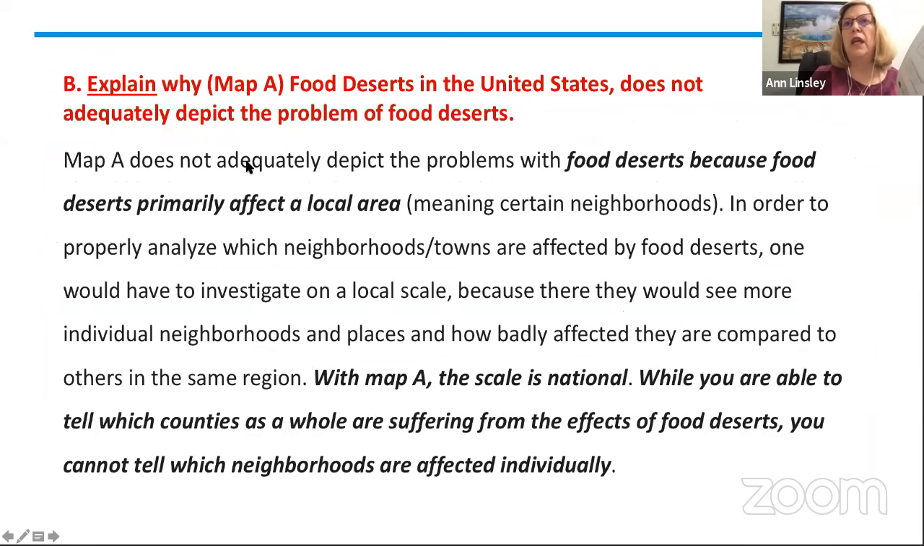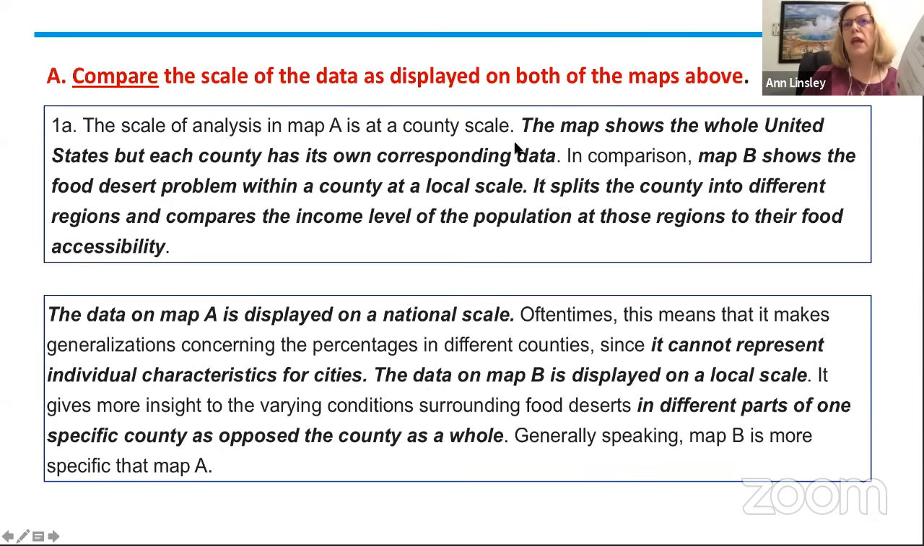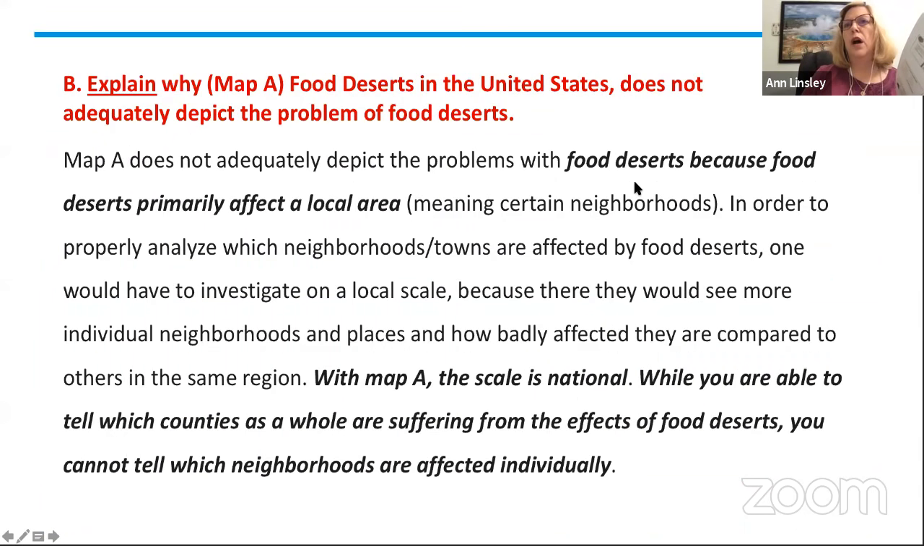All right, in question B, you were asked to explain why map A does not adequately depict the problems of food deserts in the U.S. So once again, map A is the one of the entire United States divided by counties. Nailed it once again. Food deserts primarily affect a local area, meaning certain neighborhoods. Now that data was in the form of census tracts, but it didn't say census tracts on it. It did say it, I think, in the prompt, but you could say anything that's local would work here and would be acceptable.